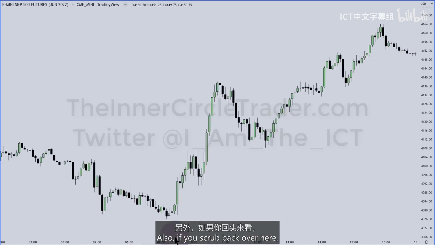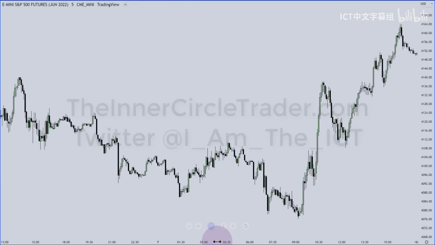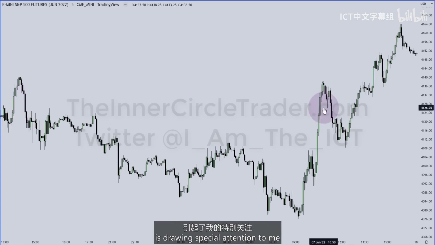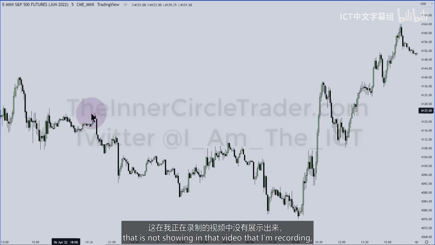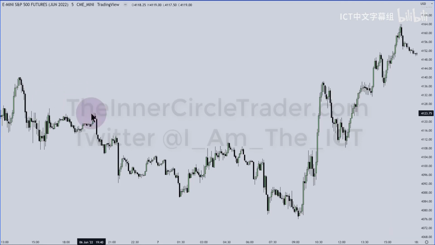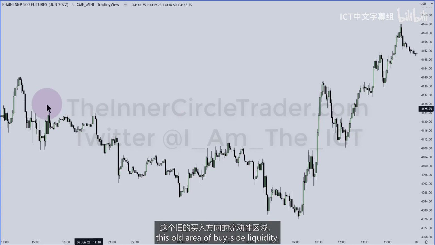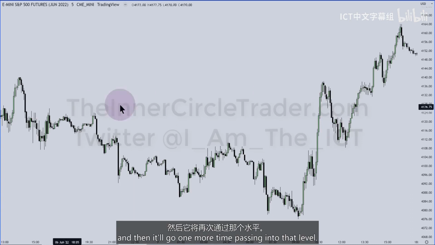Also, if you scrub back over here, you'll see it's an old area of buy-side liquidity here, and it's a fair value gap over there too. Okay, so that little rectangle here is drawing special attention to me reminding myself that over here there's buy-side liquidity that is not showing in that video that I'm recording, and then that imbalance over here. So when it runs back up into that old area of buy-side liquidity, this might be just a stop run, and then they're going one more time passing into that level.